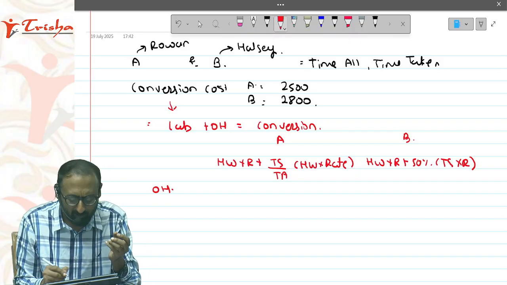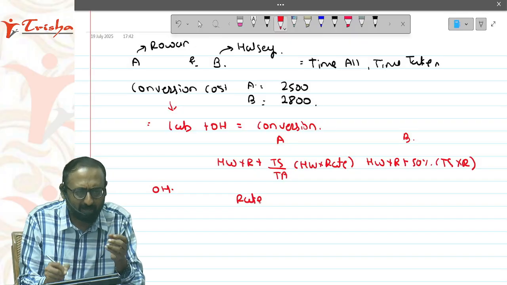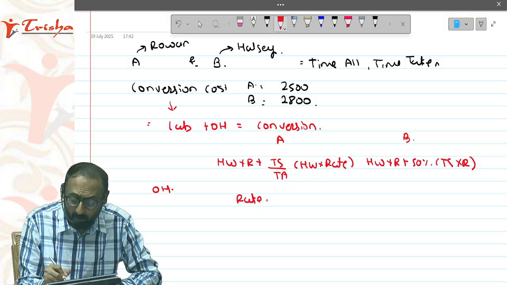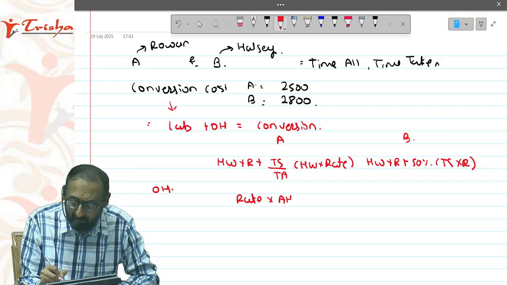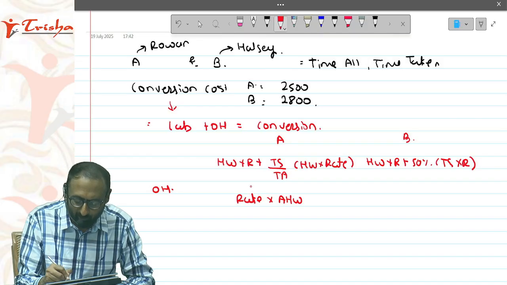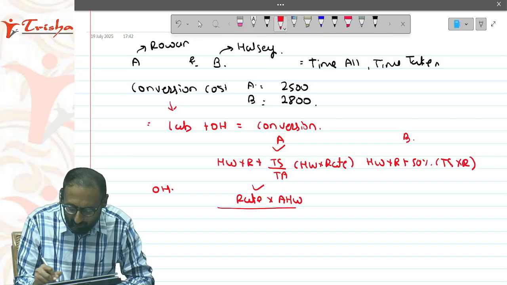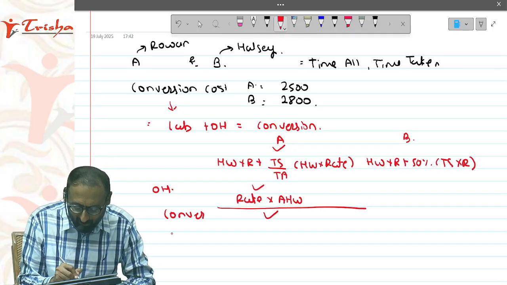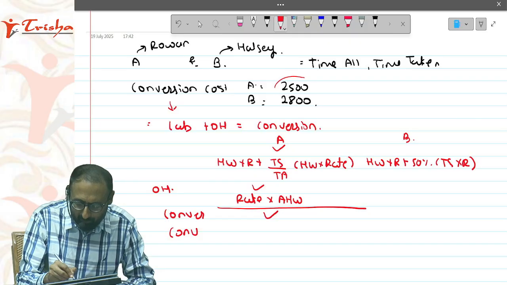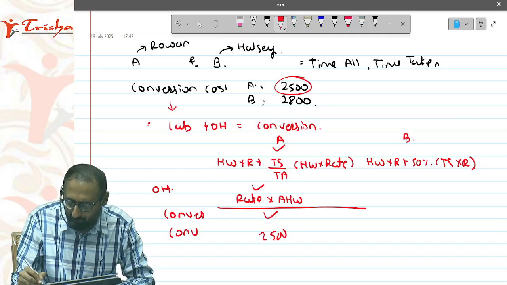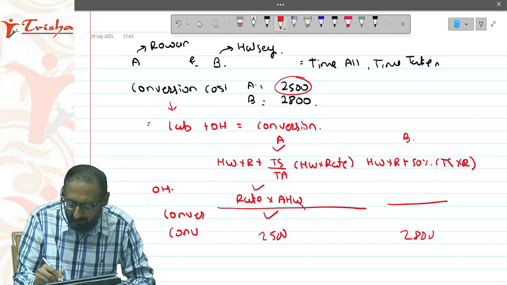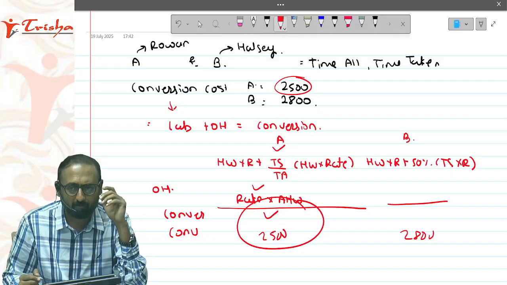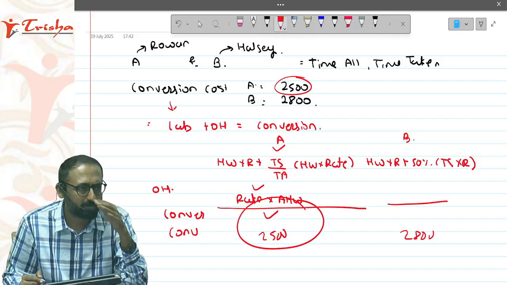Overhead is very simple. Rate will be given for the overhead, like 5 rupees per hour in a previous question, 10 rupees per hour, 20 rupees per hour. You'll have to multiply it by actual hours worked. You'll get the overhead. So guys, labor cost plus overhead cost is equal to conversion cost. So conversion cost will always be given, suppose 2500 and 2800. Now you will compare this and easily you can get the value of X, that is, the wage rate per hour. So this also permutation combination is possible.